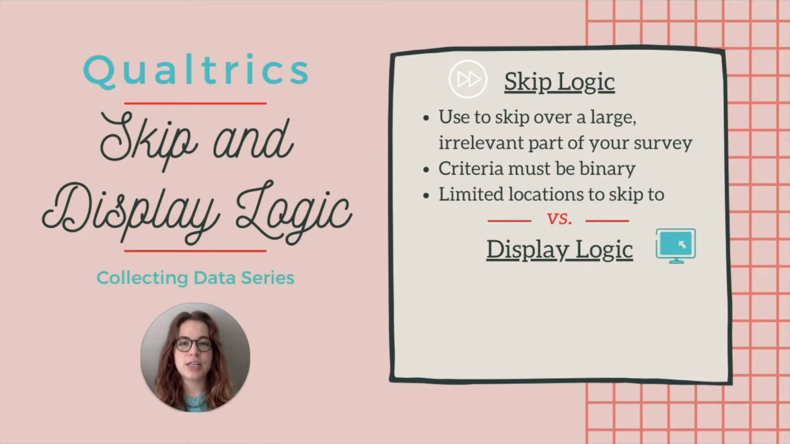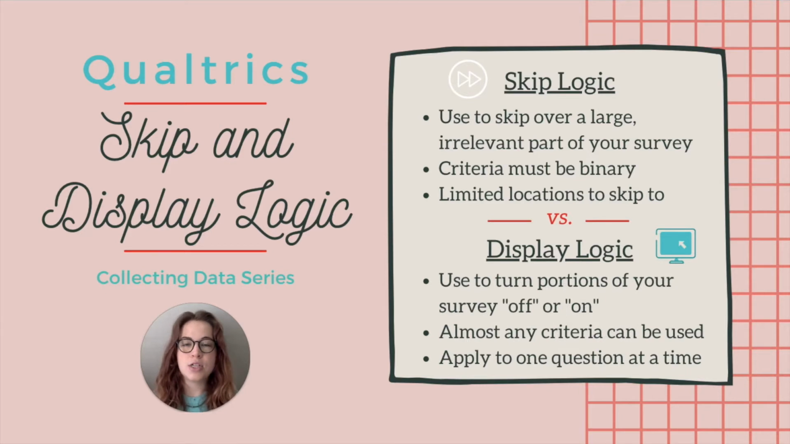With skip logic, you can only jump to certain locations in the survey, so it's less flexible but good for when you know you want certain participants to skip a large portion of the survey based on their response to an early question. Display logic allows you to customize in much finer detail.